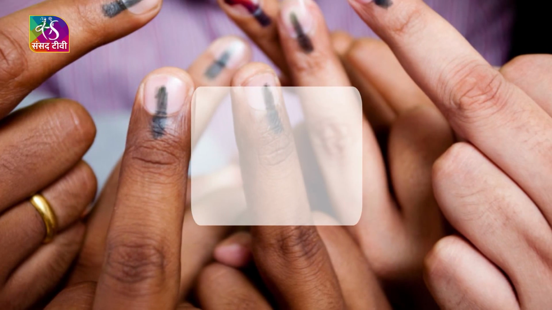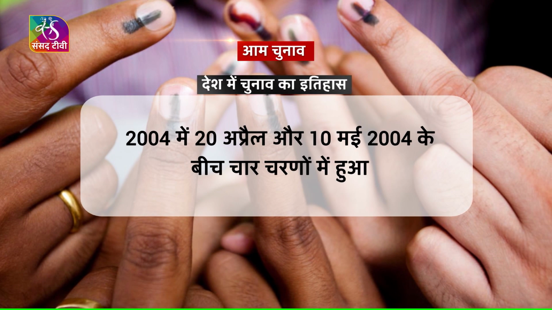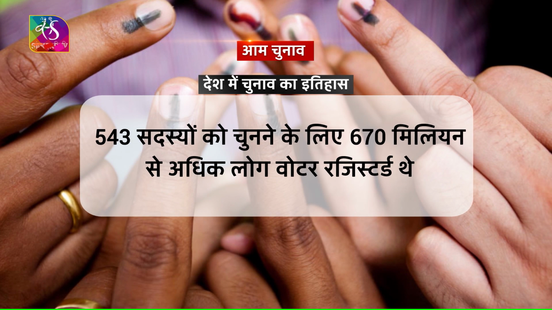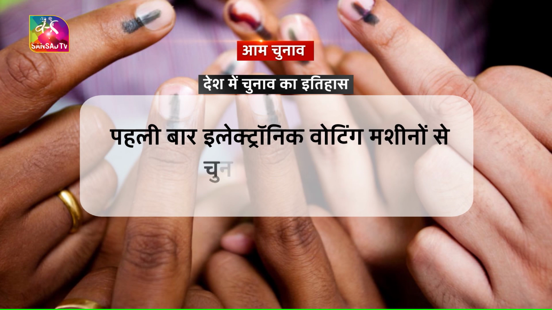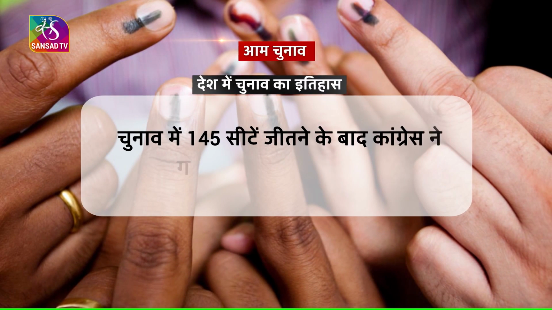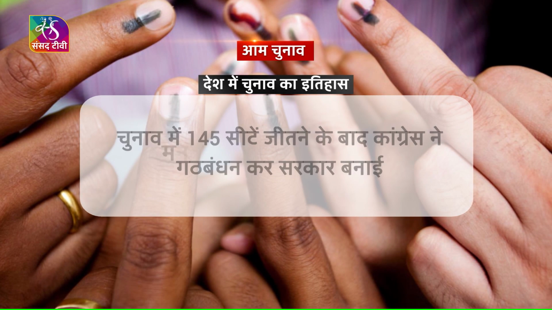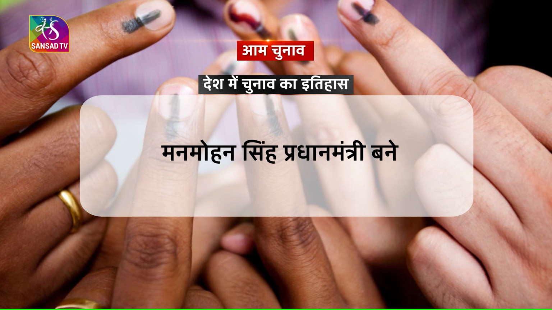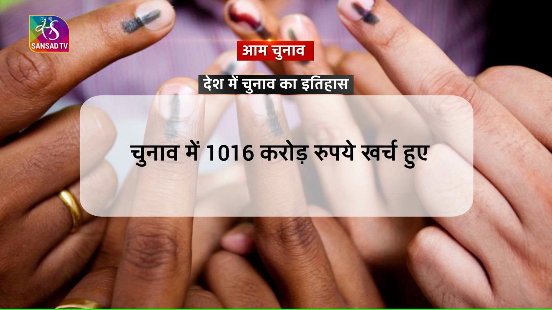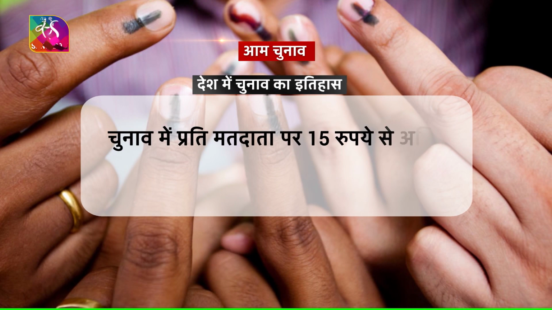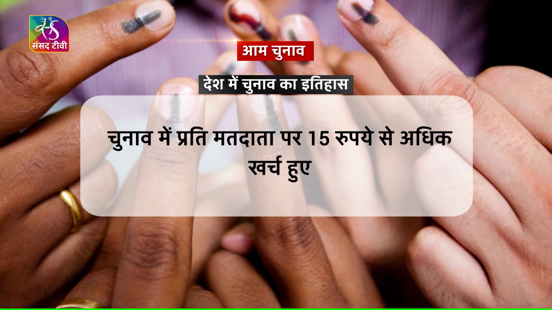The 14th Lok Sabha elections were held in 4 phases between 20th of April to 10th of May 2004. More than 670 million people were registered to elect 543 members. For the first time, elections were conducted using the electronic voting machines. Winning 145 seats in the elections, the Congress party formed a coalition government with Manmohan Singh as the Prime Minister. More than 1,000 crore rupees was spent in these elections. More than 15 rupees were now spent per voter in this election.